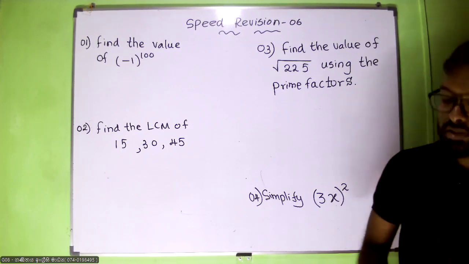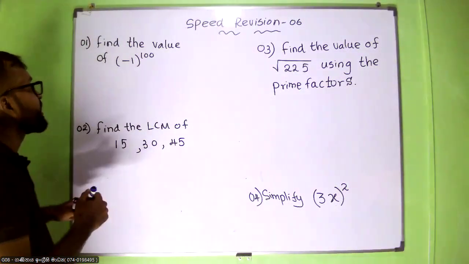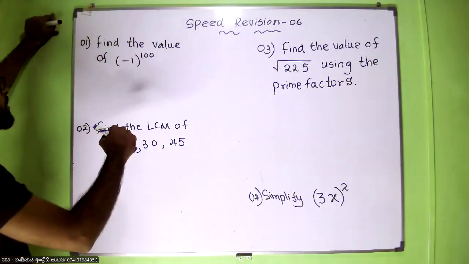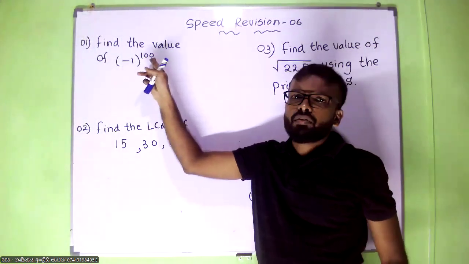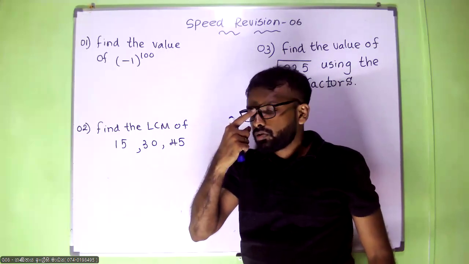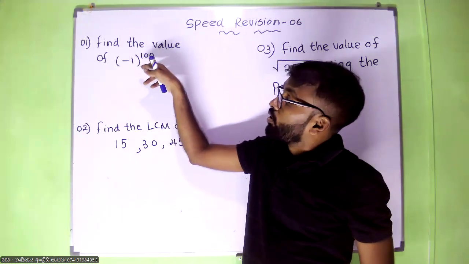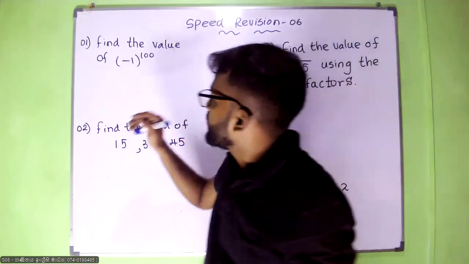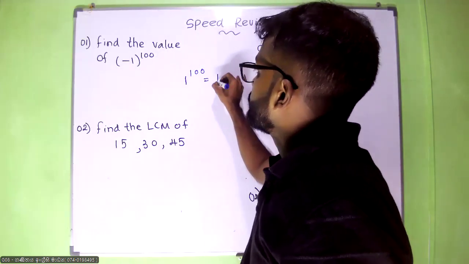Right, okay guys. So I am going to discuss, so that is called speed revision, right? Find the value of minus 1 to the power 100, right? So there is a minus value and the power is even. If you can remember, I have done this one for odd power and also for even power as well, right? Minus 1, right? So 1 to the power 100 value is 1, right?